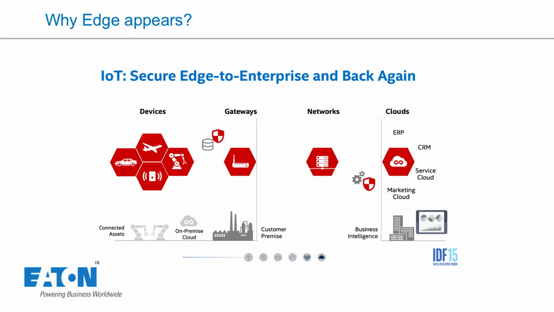So again, we were talking about why edge appears. I just said it, the Internet of Things. We want to secure the edge to enterprise and back again, that exchange of information, that interface from edge computing towards enterprise data centers and back and forth. From the devices, from the device level, we're talking about gateways and fog computing, through networks towards the cloud. So those are the three elements that we have to integrate in order for edge computing to be successfully implemented in what we call now the Internet of Things.